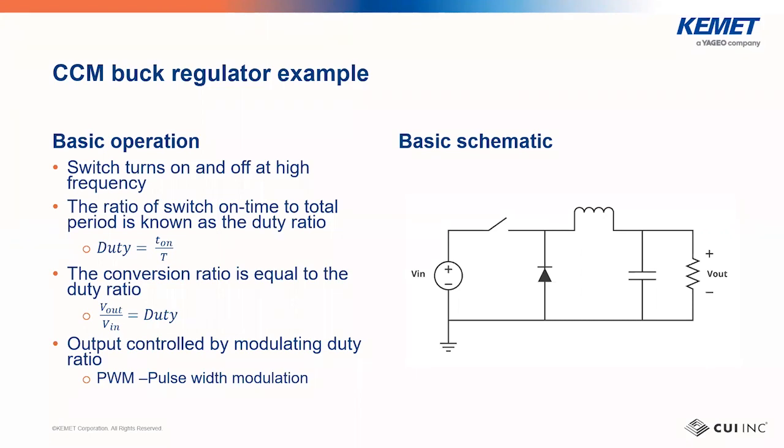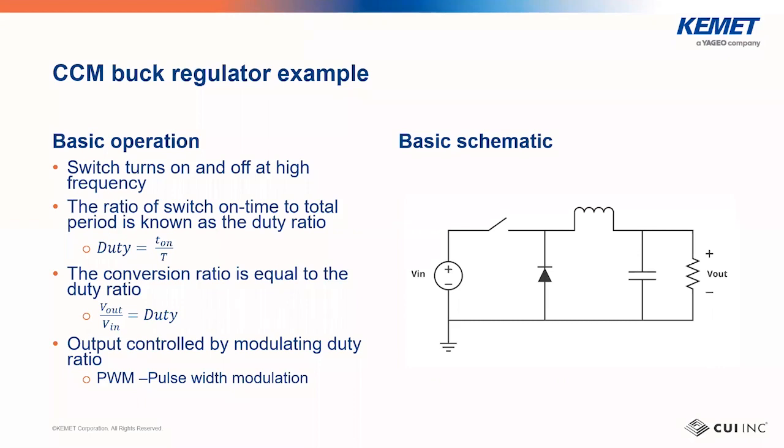The ratio of on time to the total period is known as the duty ratio, and in the case of the buck, it is also the output to input or conversion ratio. You can see in the second equation that multiplying the input voltage times the duty ratio will give us our output voltage. So, by controlling the duty ratio, we can control the output voltage. This is known as pulse width modulation, or PWM. For example, if I wanted to step down from 12 volts to 1.2 volts, the duty ratio would be 1/10.